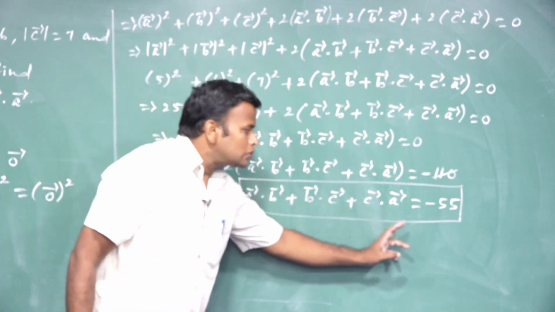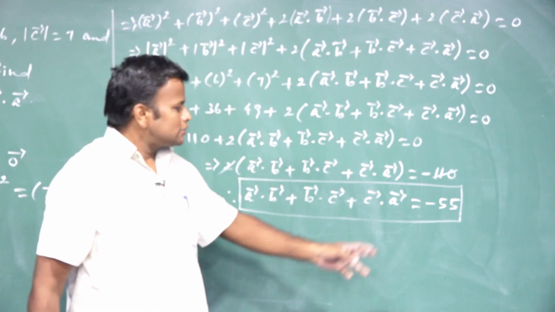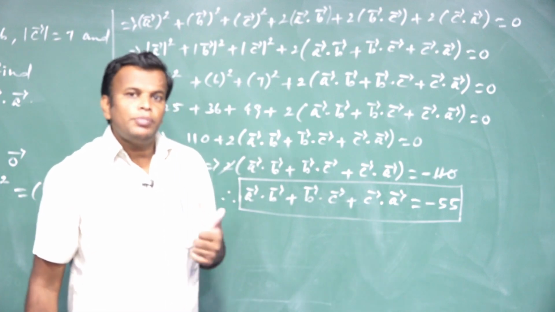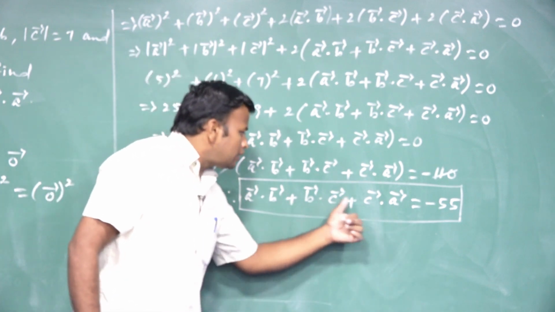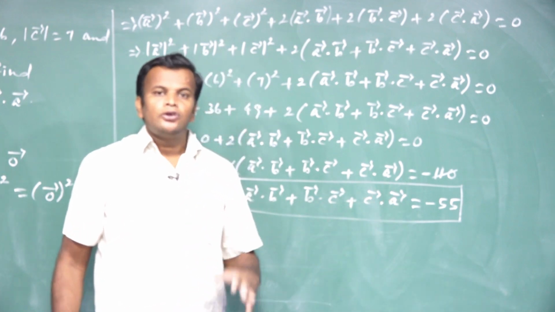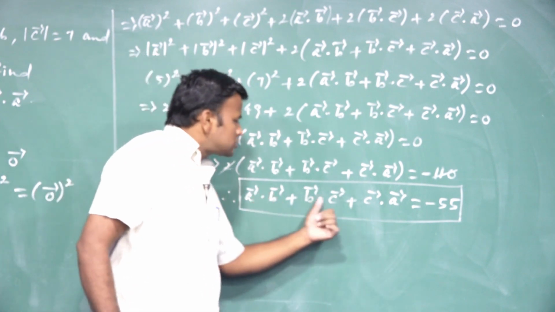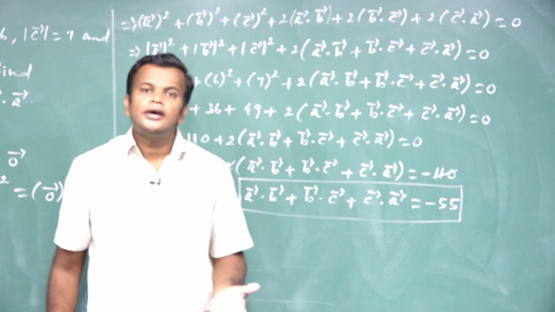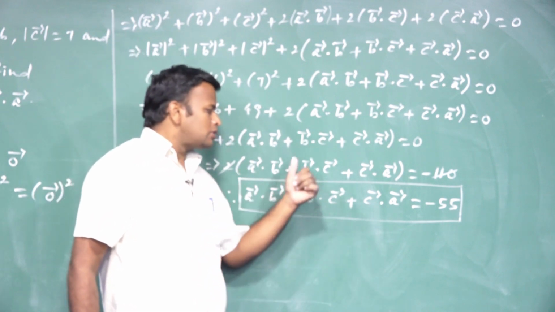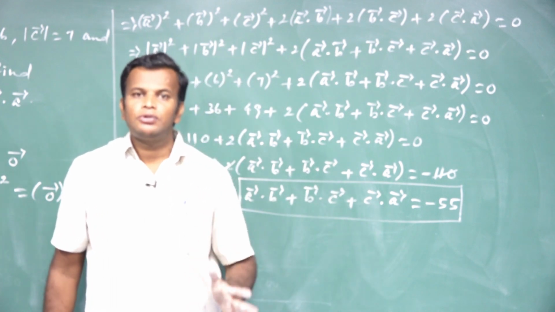The final answer should come as a scalar. We already know what is meant by scalar and vector. A scalar has only magnitude. The answer is a scalar. Why? Because we add all the scalars: A dot B, B dot C and C dot A. The dot product of two vectors is always a scalar. So the sum should be a scalar. A scalar is nothing but a constant. So the value of A vector dot B vector plus B vector dot C vector plus C vector dot A vector is minus 55.